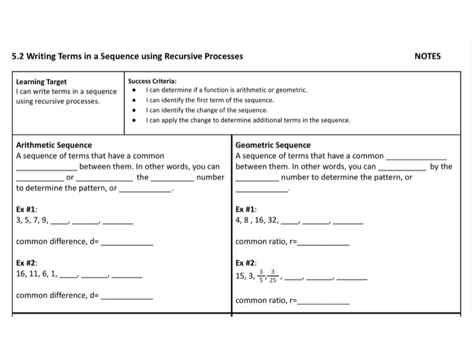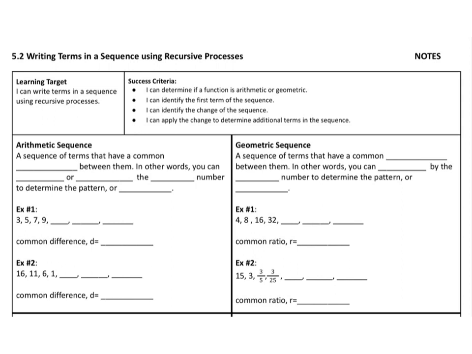This is another lesson that we are getting into before getting to the main part of this unit, which is exponential functions. This is writing terms in a sequence using recursive processes. So first of all, what is a sequence? Well, it's a set of numbers, right? And we're going to get into the specifics of those sequences in just a second. Okay, but that's what a sequence is. And we're going to talk about what a recursive process looks like as well. So our learning target for today: I can write terms in a sequence using recursive processes.